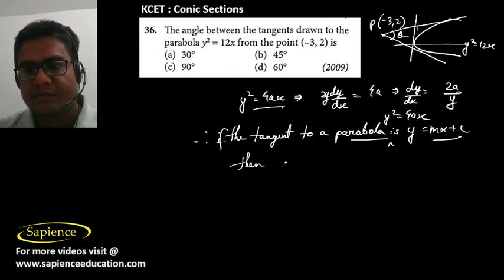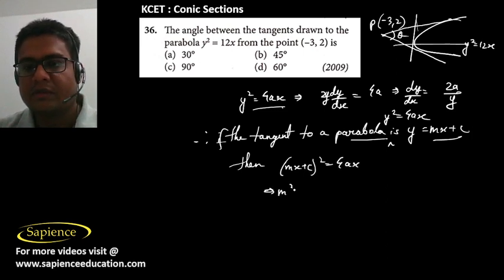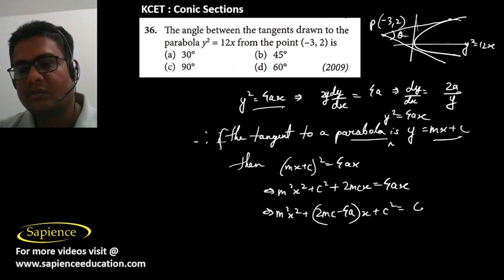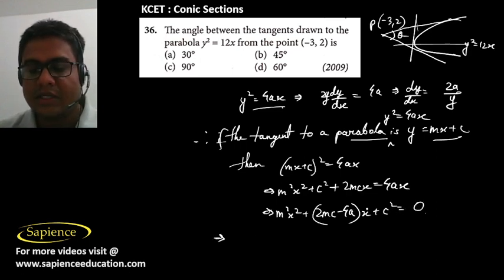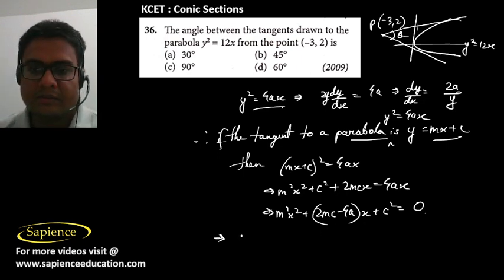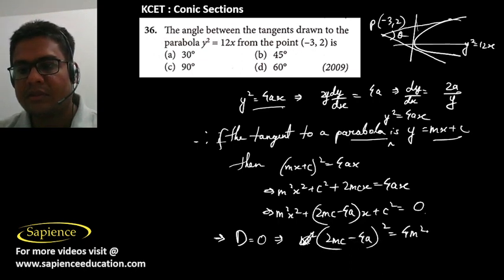So therefore (mx plus c) whole square is equal to 4ax. Therefore I can say m square x square plus c square plus 2mcx is equal to 4ax. So therefore I can say m square x square plus (2mc minus 4a) into x plus c square is equal to 0. So if it has only one root, then the discriminant should be equal to 0. So therefore b square should be equal to 4ac.